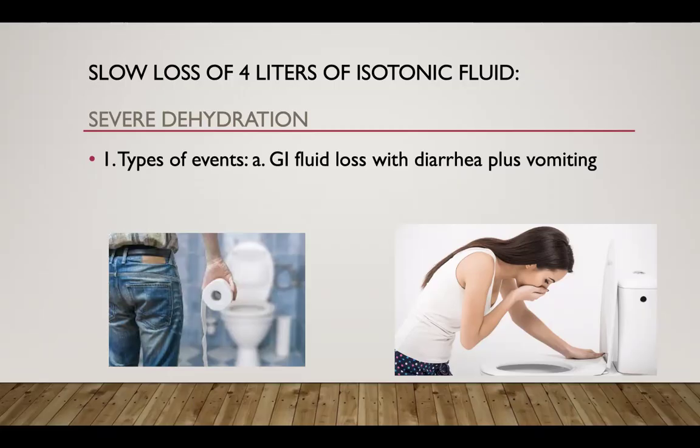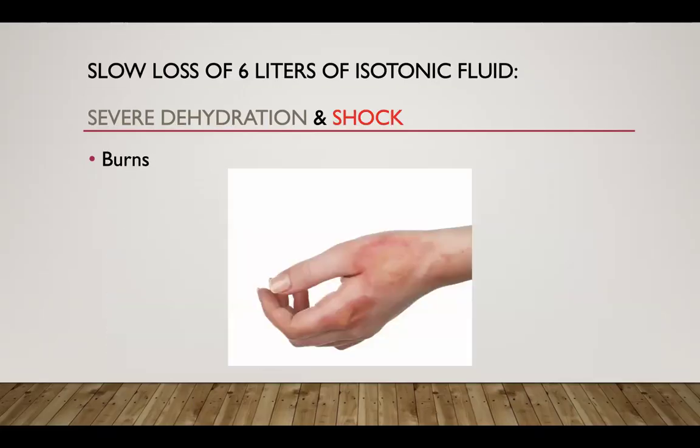And this will be GI fluid loss with diarrhea plus vomiting. So you're losing a lot of fluid there. It's now a slow loss of 6 liters of isotonic fluid.